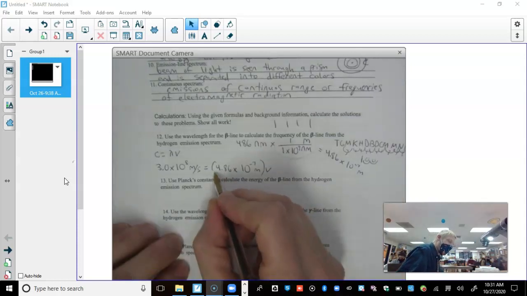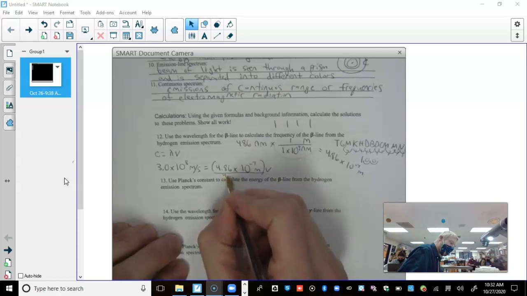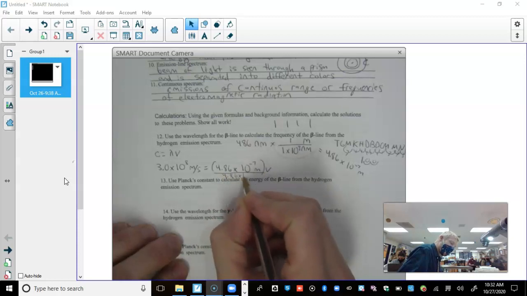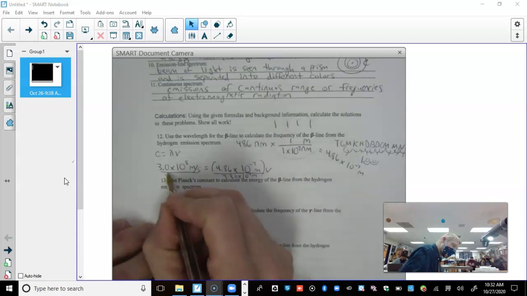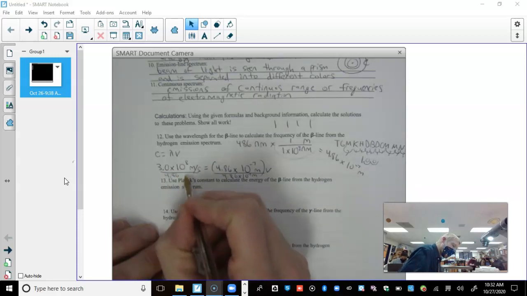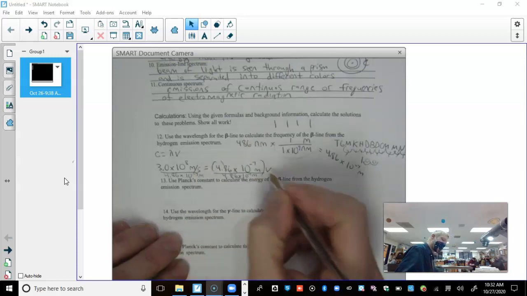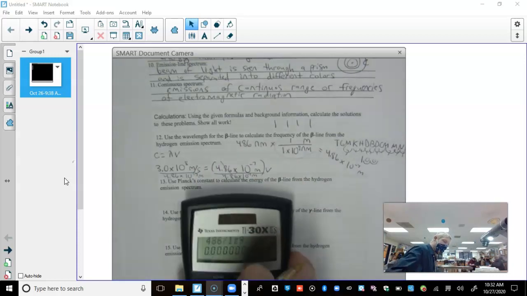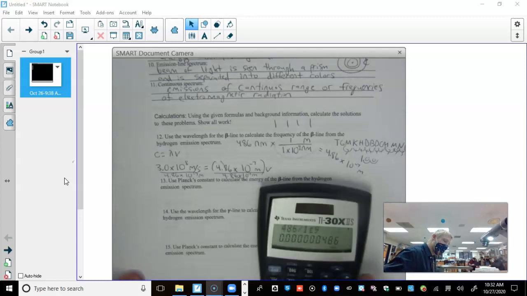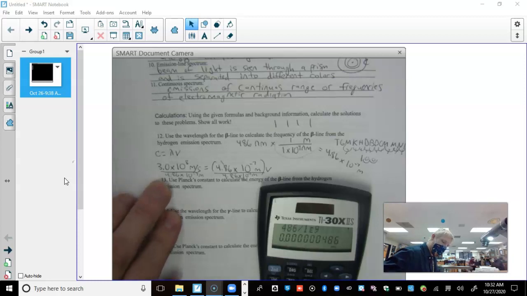All right, so what I'm going to do is divide both sides by the 4.86 times 10 to the negative 7 meters. So essentially I'm taking 3.0 times 10 to the 8th meters per second and dividing it by 4.86 times 10 to the negative 7 meters. That's going to get me my frequency. And typically my frequency is always to a power of 14 when we're doing the Balmer series.